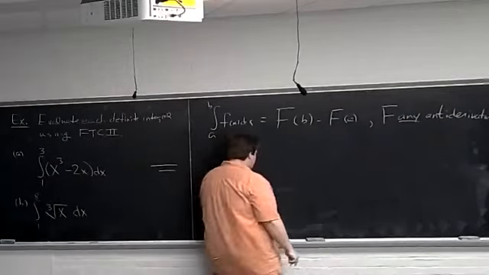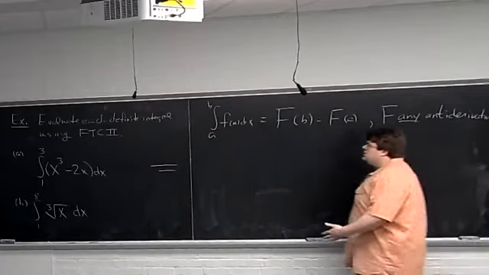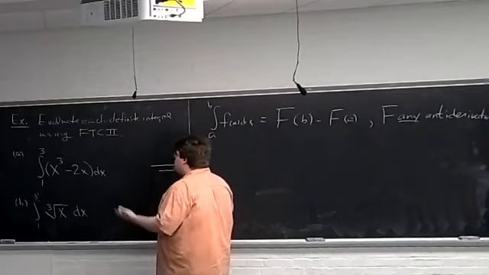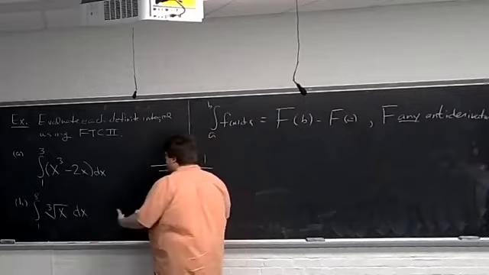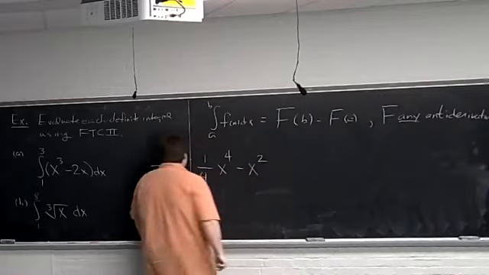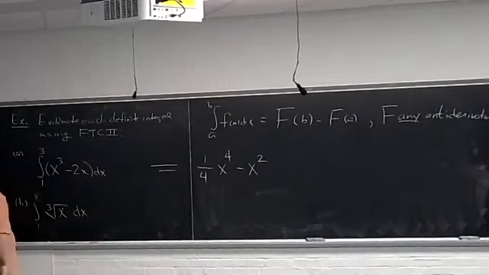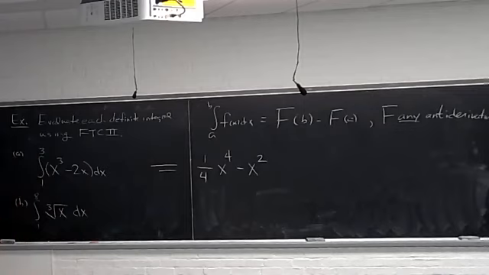Equals, and we'll go over to this side. Well, to evaluate this, we need an antiderivative of x cubed minus 2x. How can we find an antiderivative of x cubed minus 2x? Well, we can use our antiderivative rules. Quarter x to the fourth minus x squared. So we have a couple power rules. 3 plus 1 is 4, divide by 4, x to the fourth. 1 plus 1 is 2, divide by 2, which makes the coefficient -1, make it x squared.